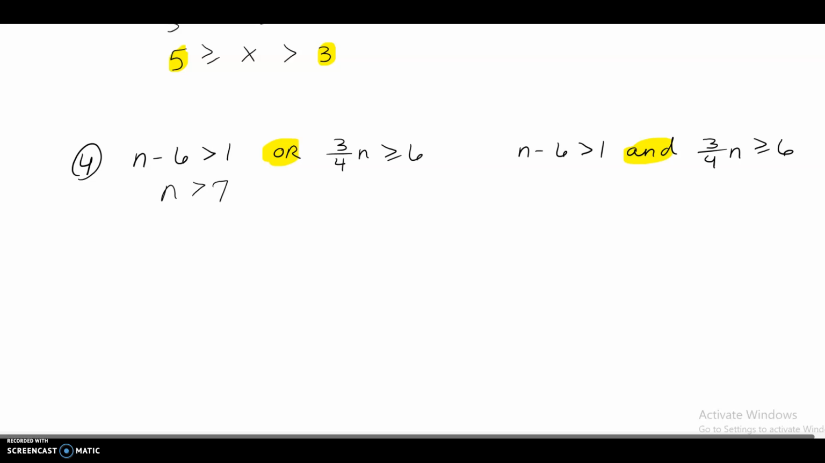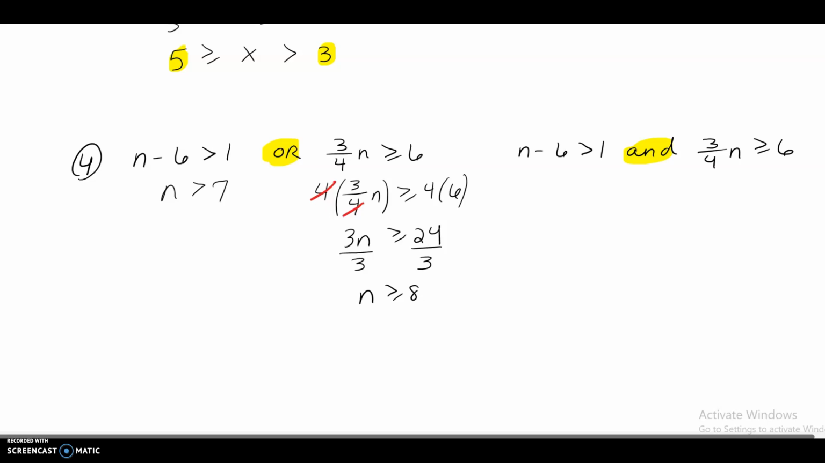And on this one, I can multiply both sides by 4. Okay, and that's going to simplify out that 4 there on the bottom. So then I have 3n is greater than or equal to 24. And then I would divide both sides by 3. And now I get n is greater than or equal to 8.